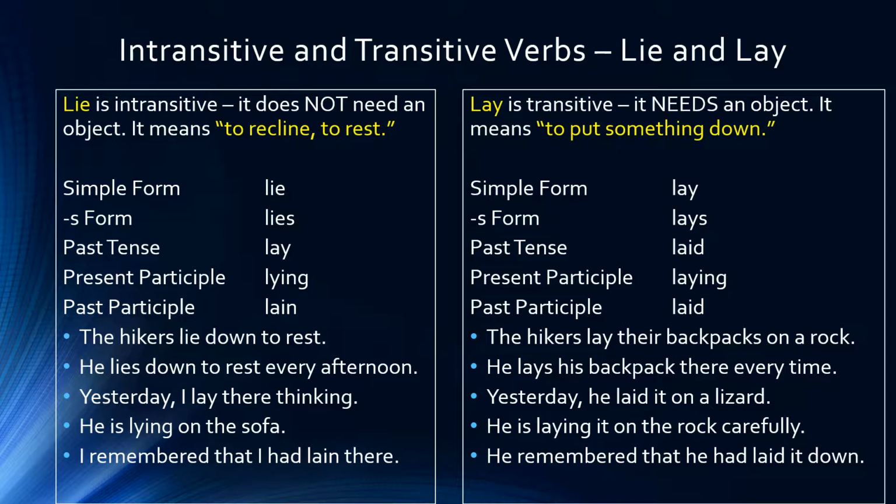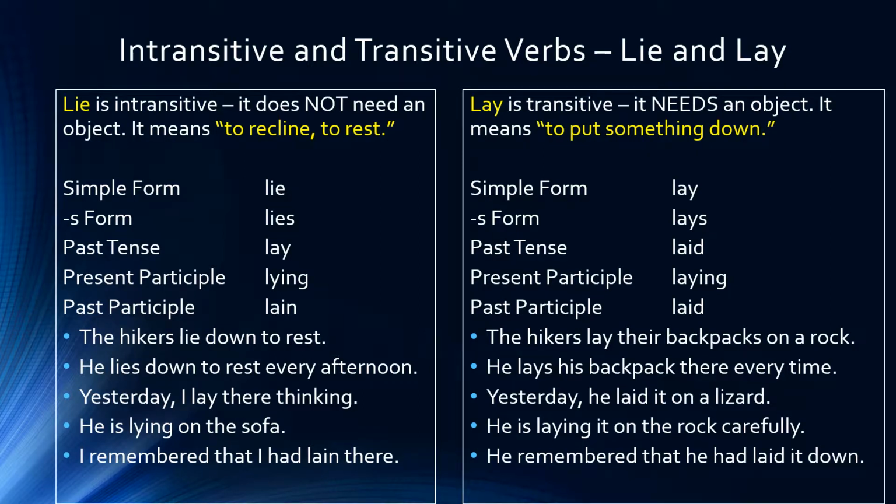A couple of words that sometimes cause a great deal of difficulty in using them correctly are the words lie and lay. Lie is an intransitive verb. It does not need an object. It means to recline or to rest. And the forms are seen here. The simple form is lie. The S form is lies. The past tense is lay. The present participle is lying. And the past participle is lain.